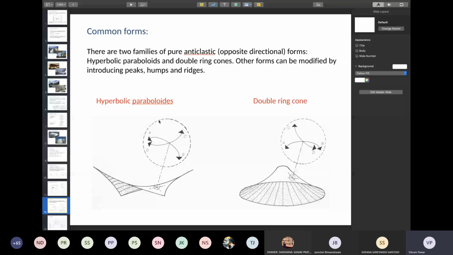Then the common forms, you have hyperbolic paraboloids, which use anticlastic surfaces. You have double ring cones, also which use anticlastic surfaces. Now, these are also modeled using soap bubbles or fabric, or stockings. This is modeled using soap bubble diagrams or stockings again. But these are the different common forms, and you combine these forms in different ways to arrive at your final architectural form.